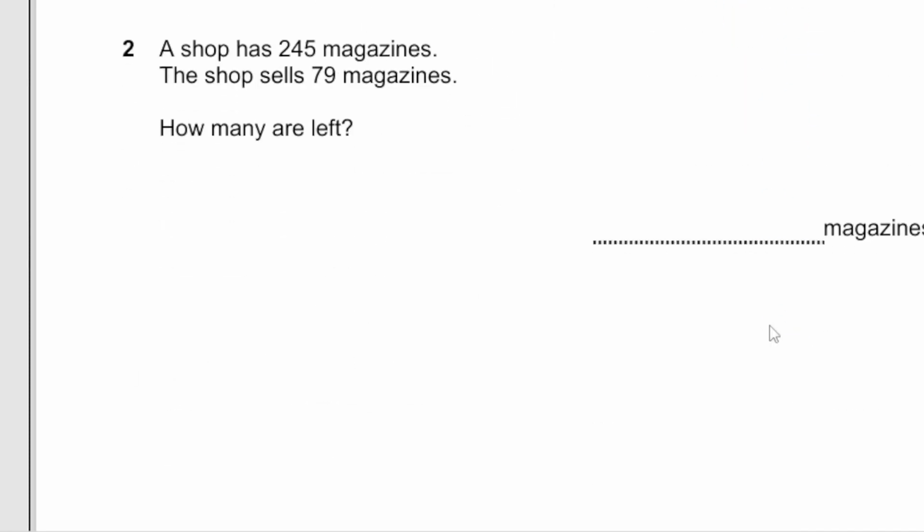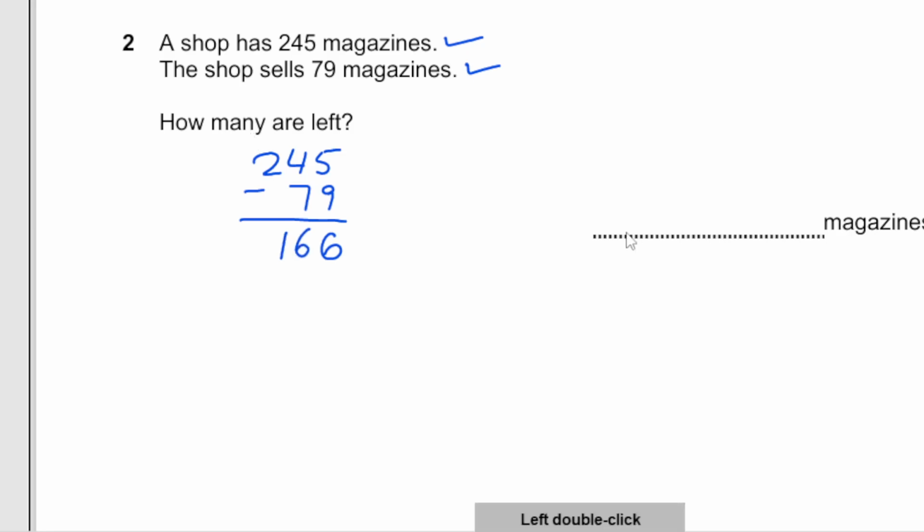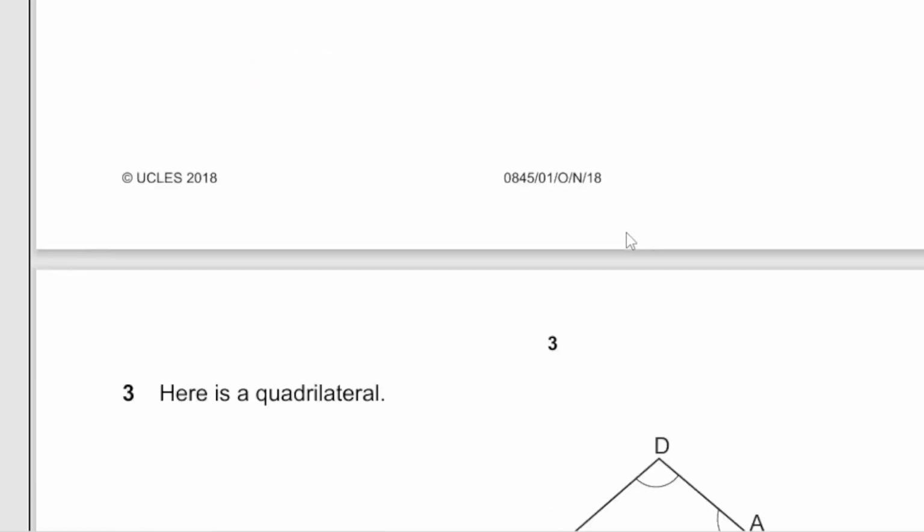Okay. Now a shop has 245 magazines. The shop sells 79 magazines. How many left? 245 minus 79. 15 minus 9 is 6. Here will be 13. Again 13 minus 7 is 6. 166 magazines, right?